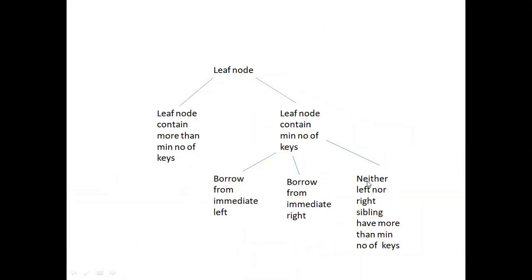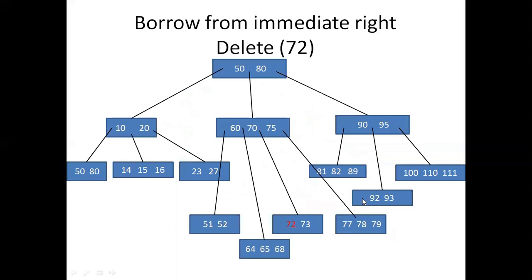Third case is that neither the left nor the right sibling has more than the minimum number of keys. If the left and right siblings are also having the minimum number of keys, then borrowing from them will violate the property at that particular node. So again, that is not possible. What we are going to do in the third case, we will also discuss.